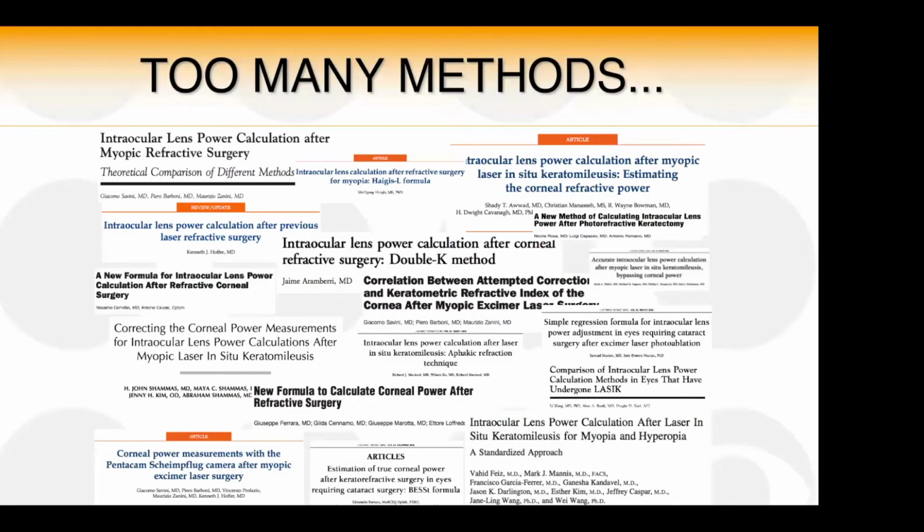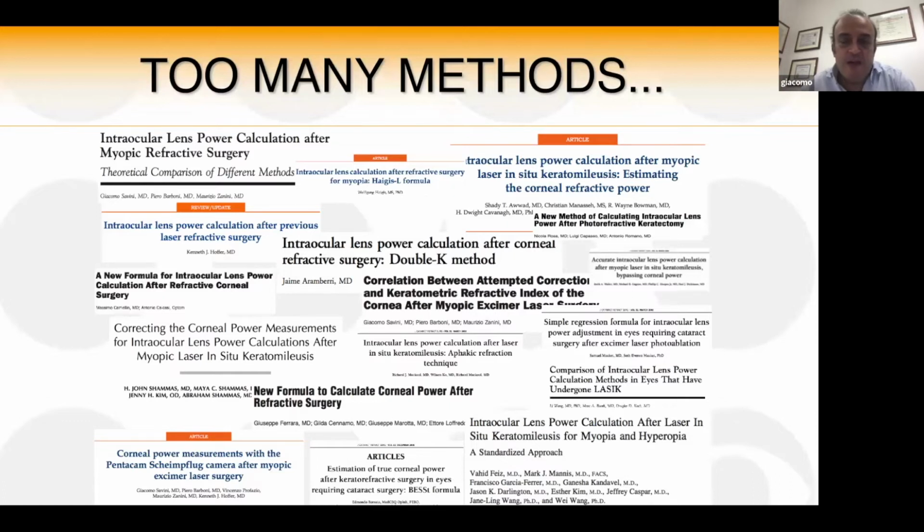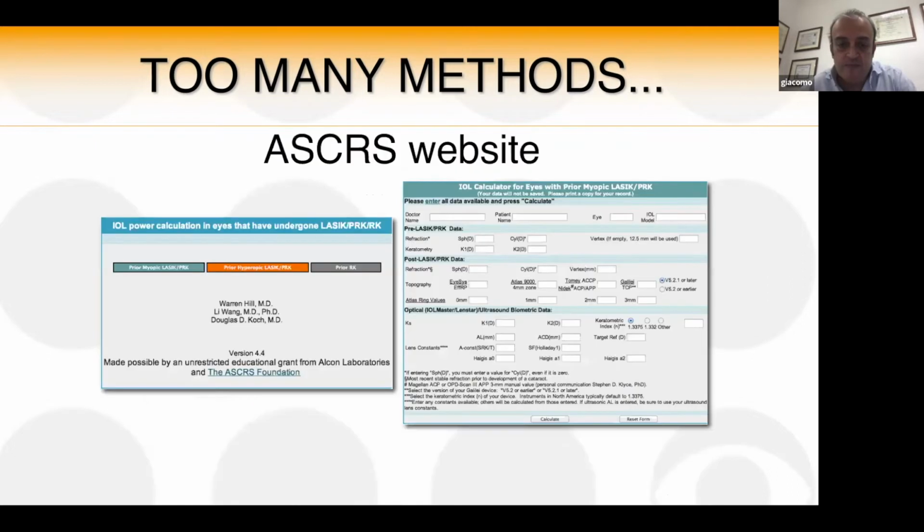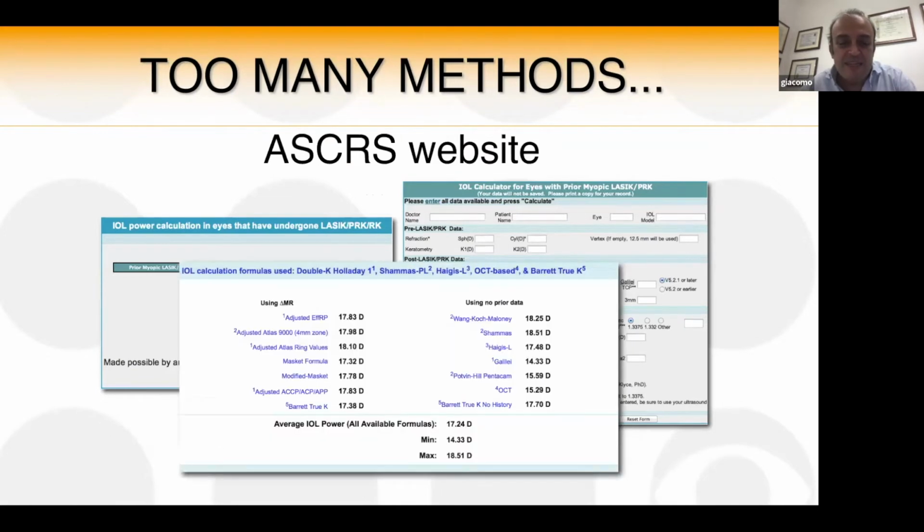So, which is the big problem? It is that there are more than 30 methods to do calculations in these eyes, and such a big number may generate confusion rather than accuracy. Many people go to the ASCRS website, but the ASCRS website gives too many values, and you don't know if you have to use the average, the lowest, the highest. I don't like this approach of so many methods without an explanation on which is the best one.